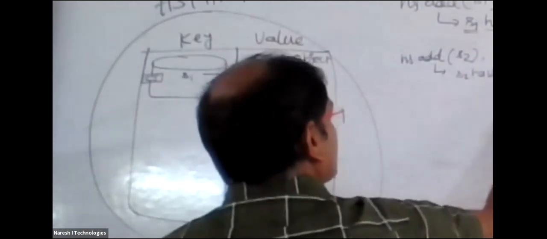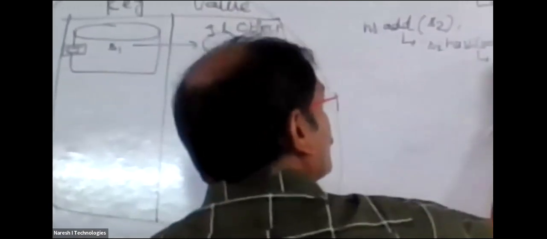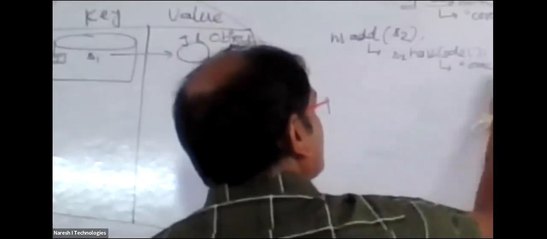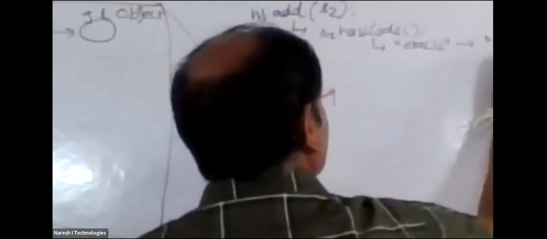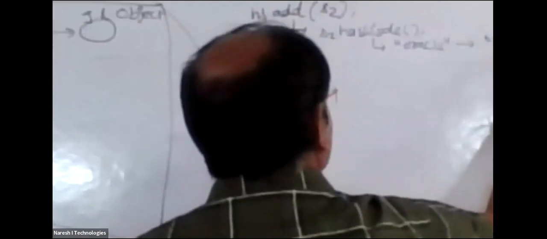When you call S2.hashCode(), what does it return? Oracle. Is the Oracle bucket found or not found? Not found. Then if the bucket is not found, what happens? A new bucket is created, with hash code number Oracle.